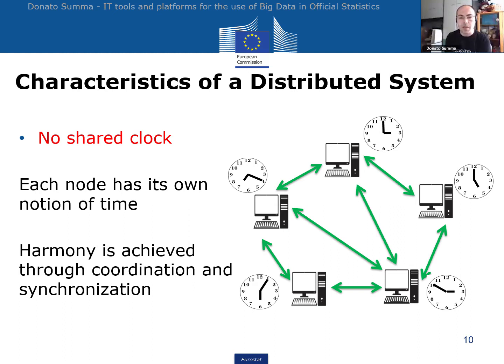So, for example, if you ask one computer in the system, what time is it? Maybe the answer could be 3 in the afternoon. If you ask the same question to another computer, maybe the answer can be different because the first computer could be physically located, let's say, in New York. The second computer could be physically located in Rome, and so on. We can say that harmony is achieved through coordination and synchronization in these cases.